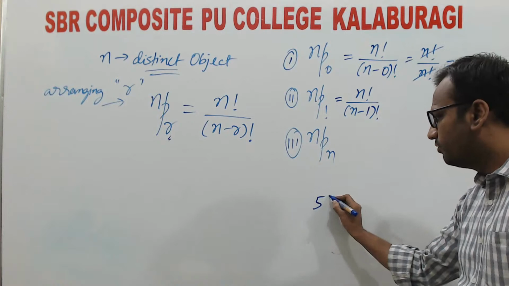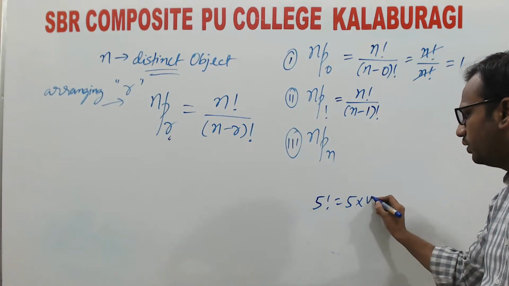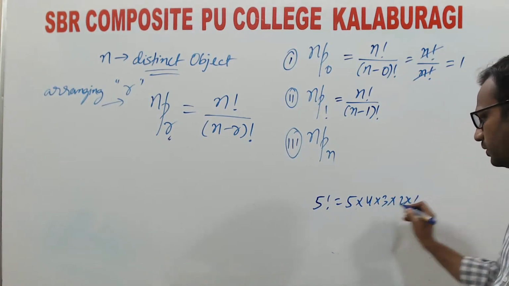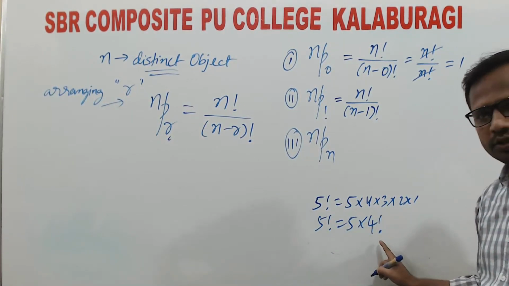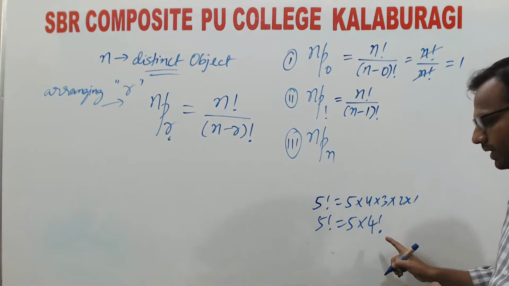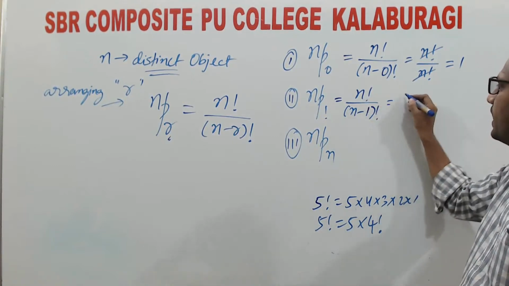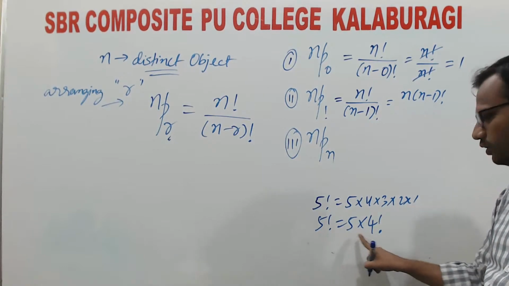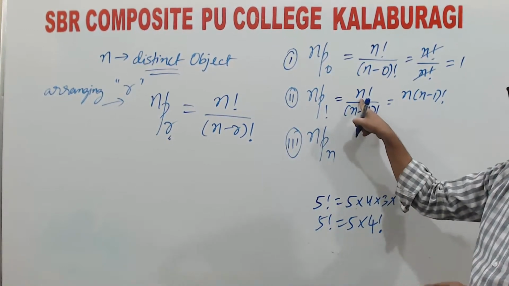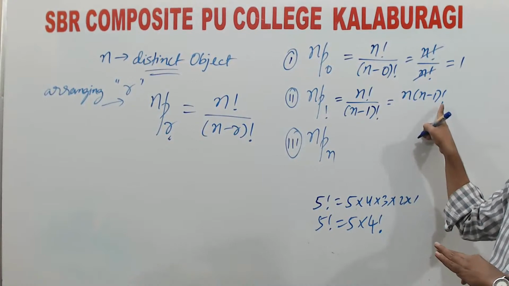As you know, 5 factorial is written as 5 into 4 into 3 into 2 into 1. Or else I can express it as 5 into 4 factorial. Yes or no? So you know this basic thing. In the same way, n factorial is expressed as n into n minus 1 factorial.